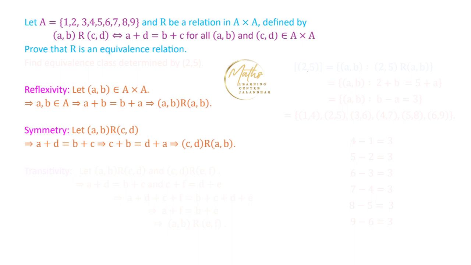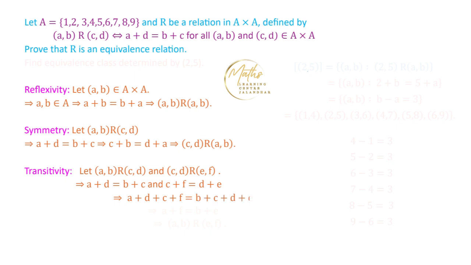Now the last thing we have to prove is transitivity. So for transitivity, we have considered 3 elements: (a, b) is related to (c, d) and (c, d) is related to (e, f). Then using the condition of this relation, if (a, b) is related to (c, d), it means a plus d is equal to b plus c. And if (c, d) is related to (e, f), we have c plus f is equal to d plus e. Now if we add these equations, we obtain a plus d plus c plus f is equal to b plus c plus d plus e.